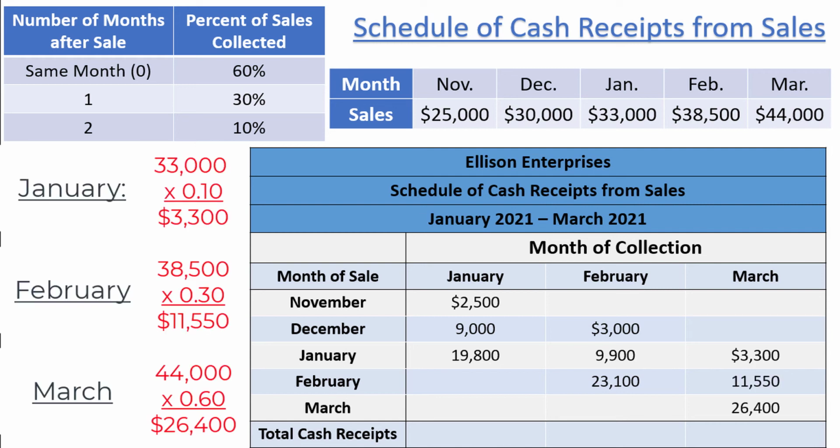Okay, we are back with the collections in March, which are $3,300 from the January sales, $11,550 from the February sales, and $26,400 from the March sales. The calculations are showing on the screen now if you'd like to check your work.